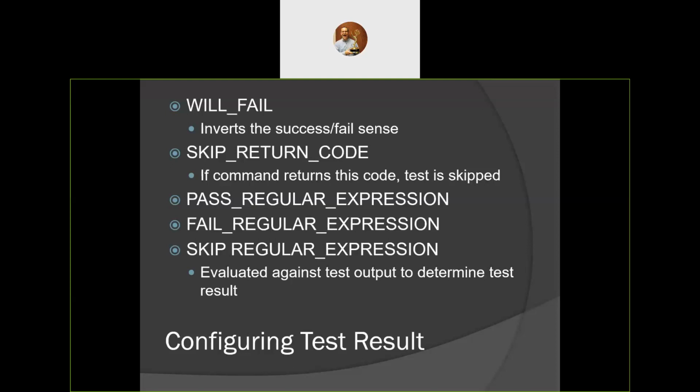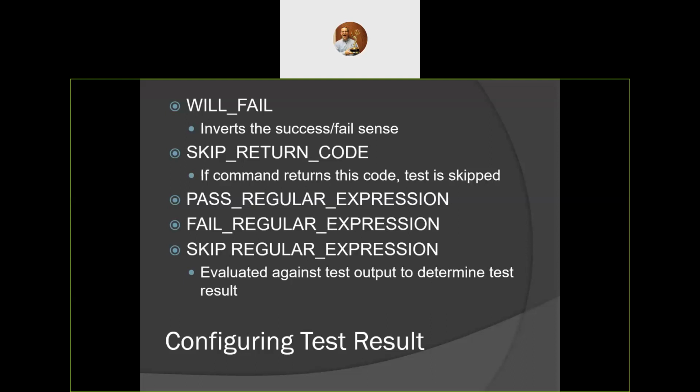Skip return code: you can have your test executable return a special value. For instance, I work at NVIDIA. We write lots of tests that run on GPUs. There are some tests that only make sense if you have multiple GPUs. So we can probe the environment, determine, oh, you don't have multiple GPUs, therefore this test should be skipped. So that test executable could return whatever the value is that is set by this property, and then CTest would record it as a skip, not as a failure.